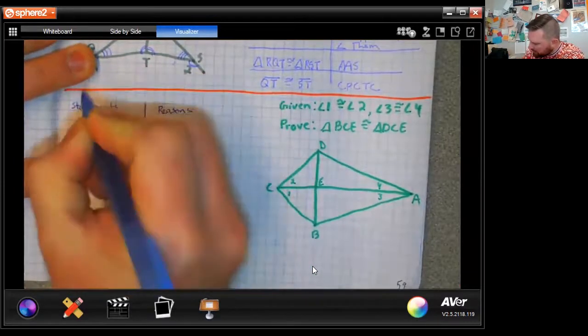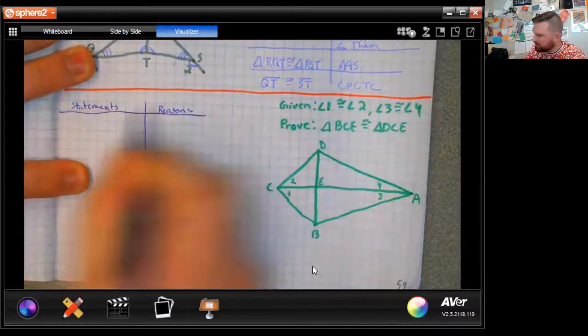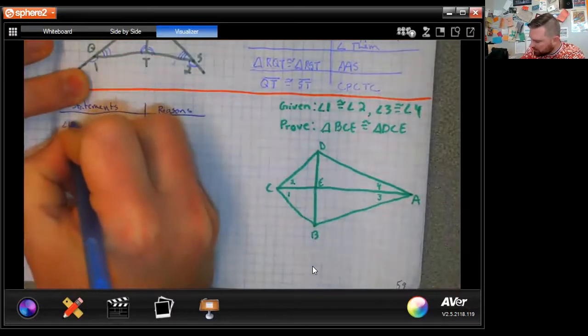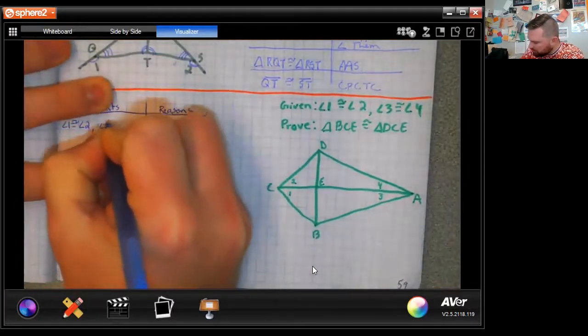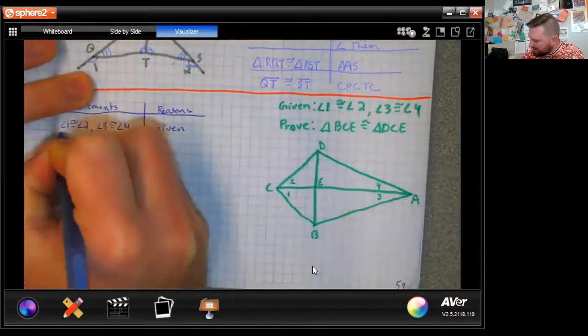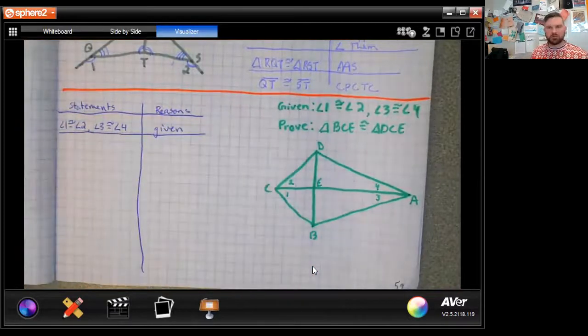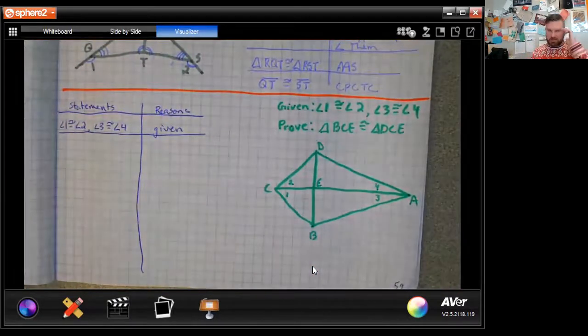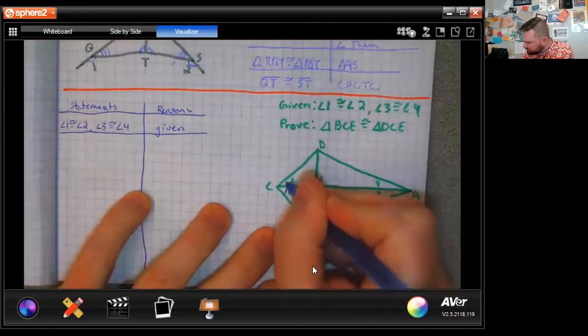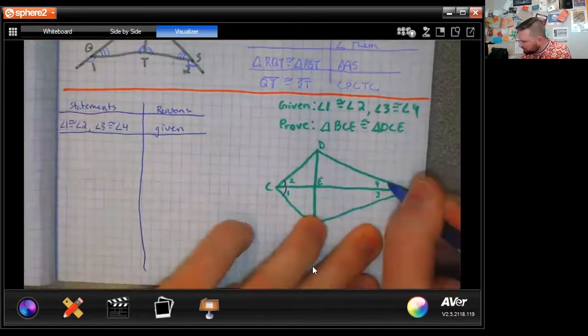Again, just like always, the first statements are what is provided for us. So angle 1 congruent to angle 2, angle 3 congruent to angle 4, that is given. Now, I like to list all my givens first. Some proofs you can list givens at different times. Some people like to write the given when they use it. Okay, so let's mark that here on the picture. So 1 and 2 are the same, and 3 and 4 are the same.